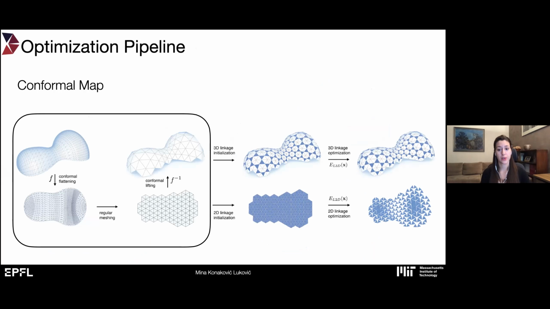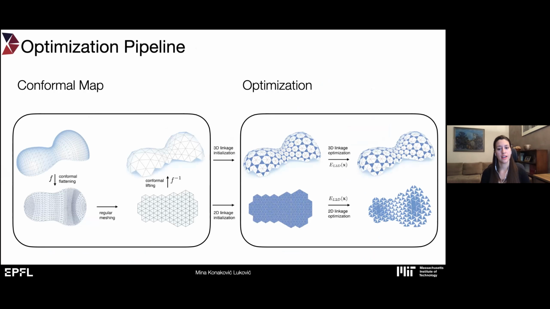The first part is related to conformal mapping, as mentioned, and this was really crucial in the whole work, both to the uniform auxetics and these programmable auxetics. And in the end, we had to do the optimization, but the optimization wouldn't work without conformal mapping.